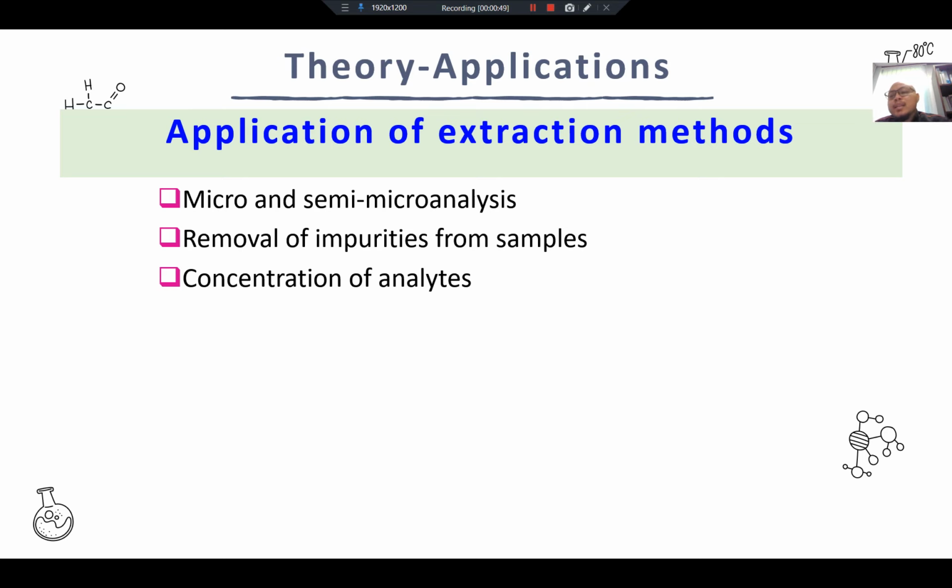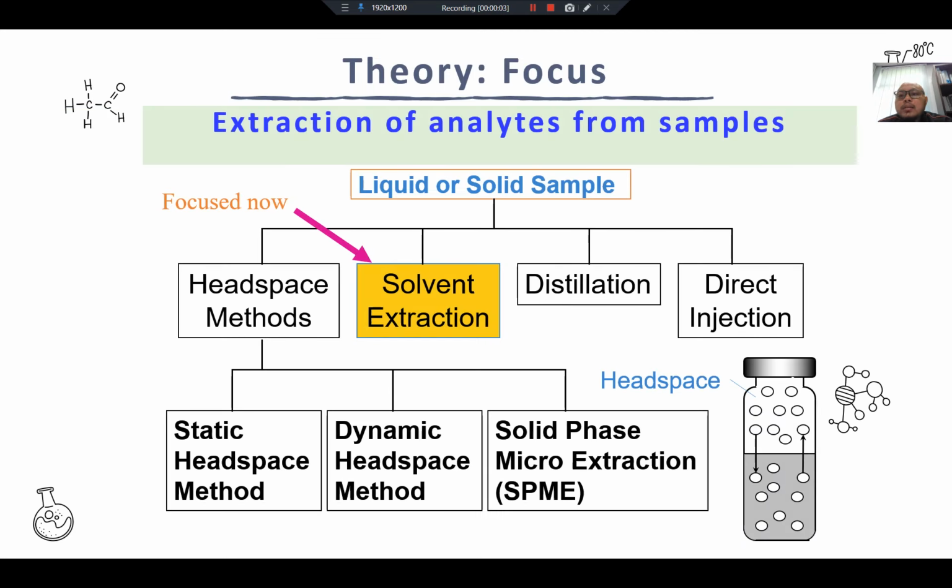Okay, but for the dilution, I think you guys already learned that a lot, so I don't want to touch on that. So we focus on how to pre-concentrate them, how to increase the concentration, how to make them more concentrated. Okay, now let's look at the focus of this particular topic. We will focus more on the solvent extraction method. Whatever involves the solvent, we will focus on that. So we are not focusing on direct injection, distillation and headspace methods.